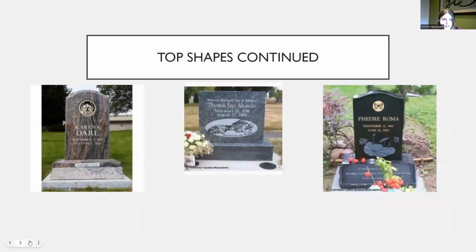And then I have some examples here too, so you can see what these look like on real monuments. In the same order, on the far left we have an oval top, followed by a flat top, followed by the serpentine top.